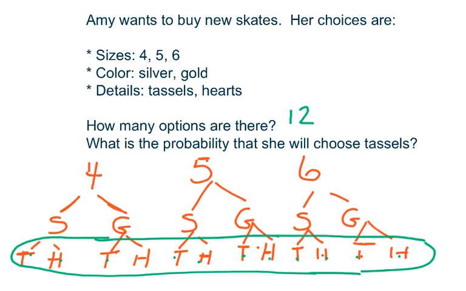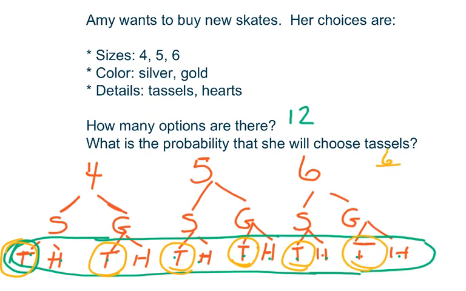What's the probability that she's going to choose tassels? So now you have to go to all the options with tassels. Let me do that in a different color. So we have 1, 2, 3, 4, 5, and 6. So the probability that she's going to choose tassels is 6 out of 12, or 1/2.